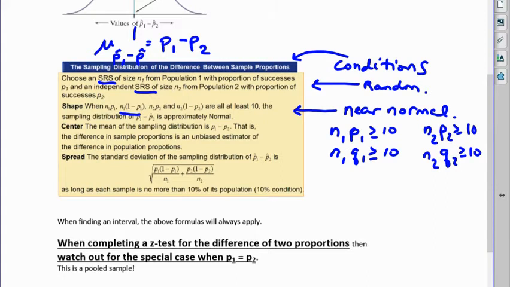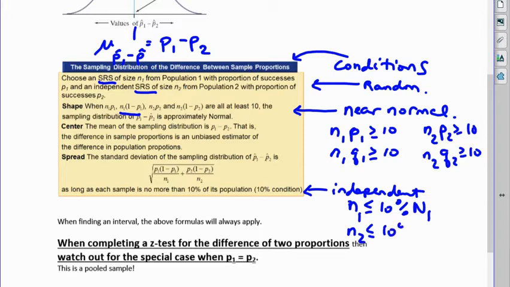Let's see, where's the independence? Oh, right here, independence at the bottom. And so that would be for both groups, either the 10% condition, where n is less than or equal to 10% of the population size. And that goes for group 1, and that goes for group 2. If you have a finite population, or maybe it's independent because it's not a finite population.